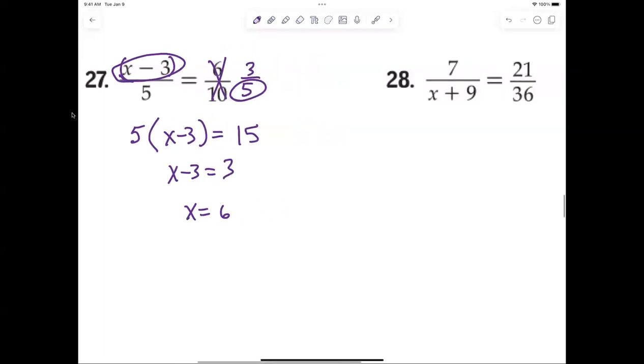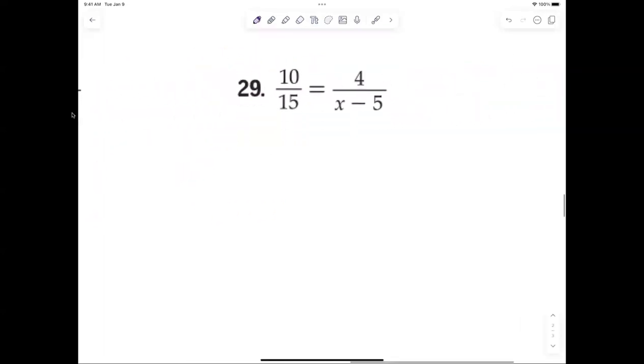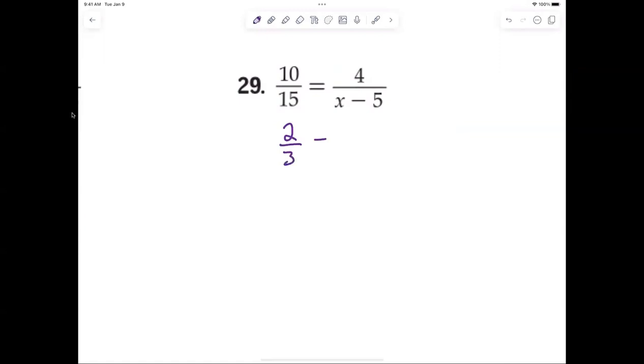All right, let's flip over to 29 real quick. I see 10/15. What am I doing to what? 2/3 equals 4 over x minus 5. If you learn to do that, you'll save yourself some time. So now when I cross multiply, I get 2 parentheses, x minus 5 equals what? 12. Is everybody happy with that?